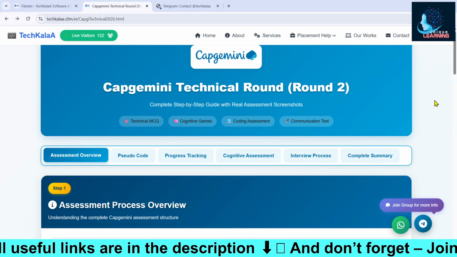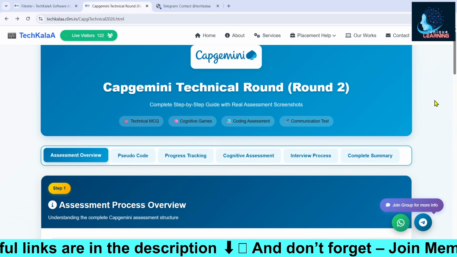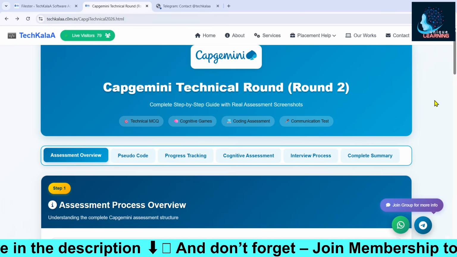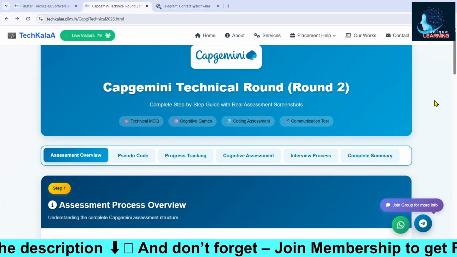Today I'm going to discuss all about the Capgemini technical round. What will be the pattern? What are the questions that Capgemini is going to ask this time?